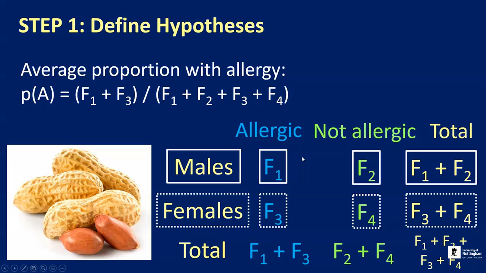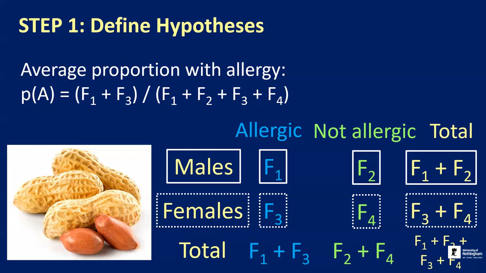So first of all, let's think about the males. We want to work out how many males should have the allergy if the null hypothesis is true. The null hypothesis says sex has no effect on allergies. If sex has no effect on allergies, then what we would expect is that amongst men and amongst women to see the same proportion of people with allergy.